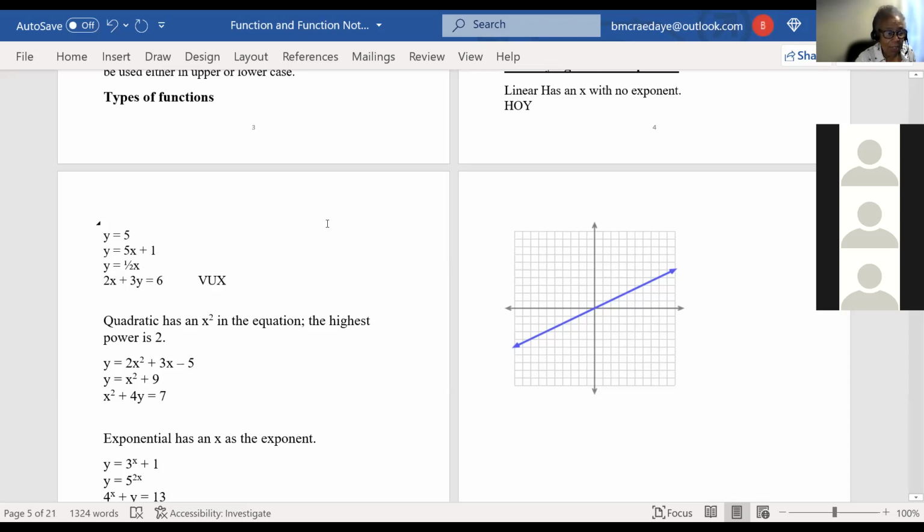So just a vertical line like x equals 3. If I had x is 3, my y values change. That's just a vertical line. That's an undefined slope. Vertical, undefined, x line. That's the way you can remember it, Vanessa. HOY, horizontal, 0 slope, on the y. Vertical line, undefined, on the x.